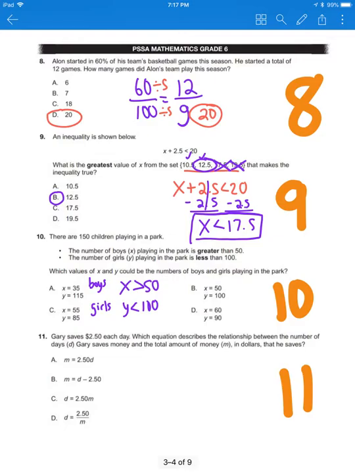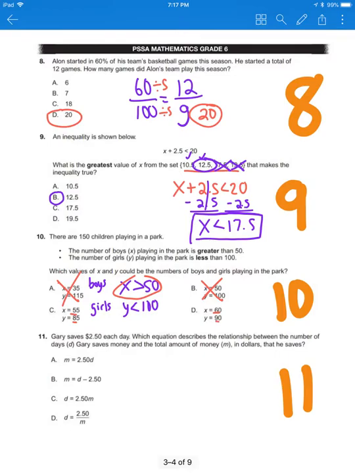So X has to be greater than 50. Y has to be less than 100. So let's go through and eliminate any answers where X is not greater than 50. All right, so it can't be A because X is 35 there. Can't be B because X has to be greater than 50. It can be C because 55 is greater than 50. It can be D. All right, so we're down to 2 answers. Now, the girls, Y, have to be less than 100. So in C, Y, 85 is less than 100. And D, Y, 90 is less than 100.